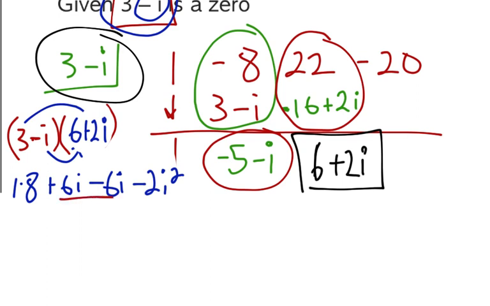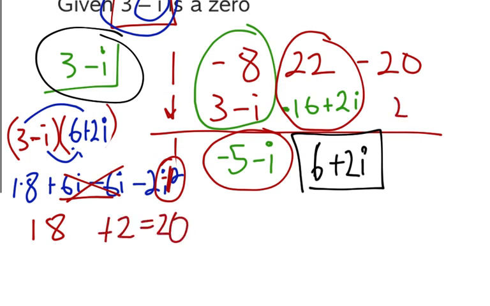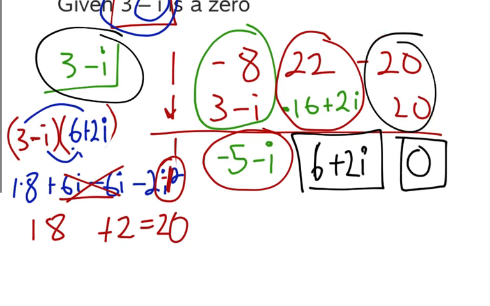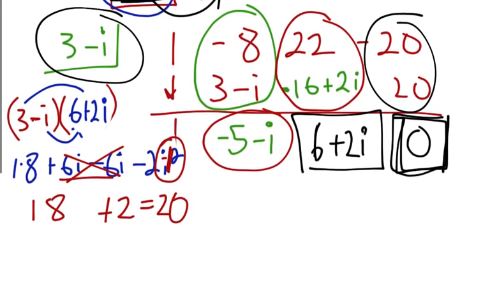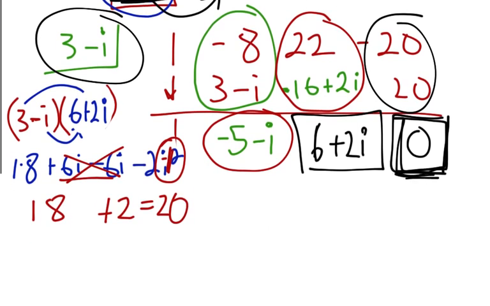Now, the 6i and the negative 6i cross out, and I get 18 minus 2 times negative 1. This is really negative 1 right here, so that's going to give me positive 2. So this equals 20, and that goes right here. These 20s cancel, and you have a remainder of 0, which you should. I have to have a remainder of 0 because they said 3 minus i is a 0. If I came up with any other number right here, I'd have an issue, and it wouldn't have been factored or divided properly using synthetic division.